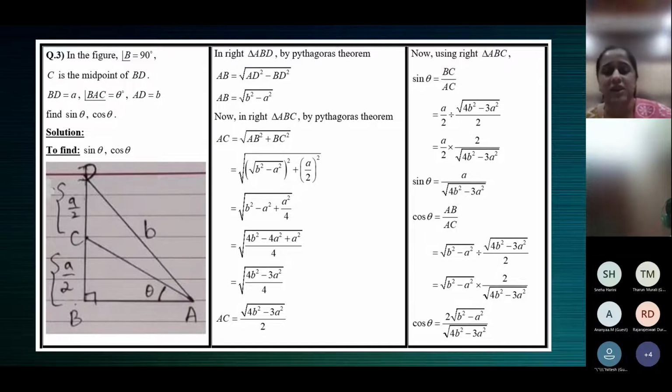So identify the triangle in which theta is an acute angle, and then identify if you know the lengths of all the three sides of that triangle. If you do not know, you have to find them, and then find sine theta and cos theta.